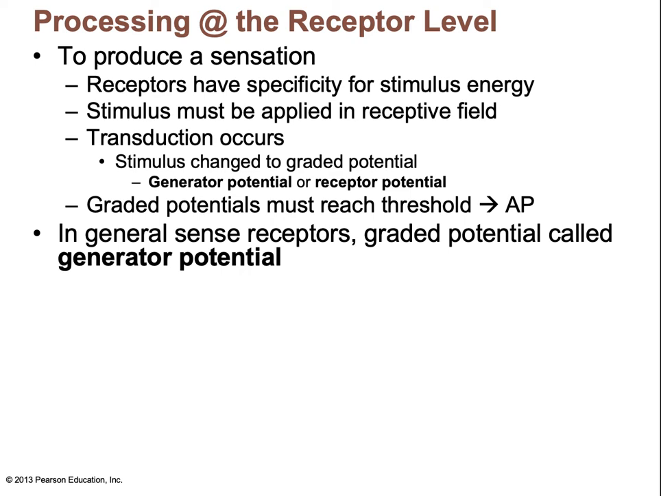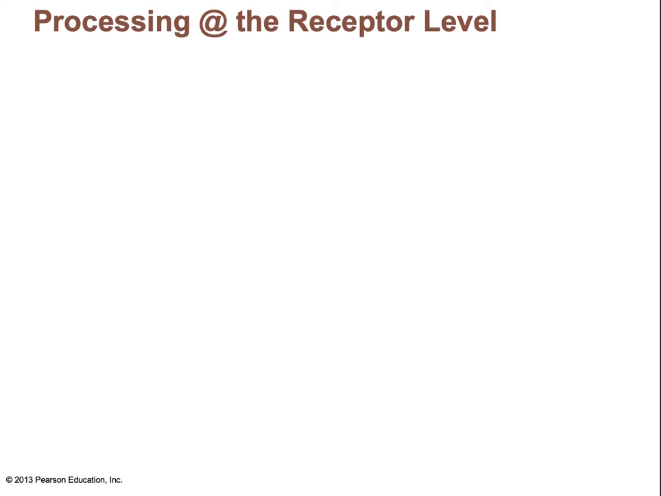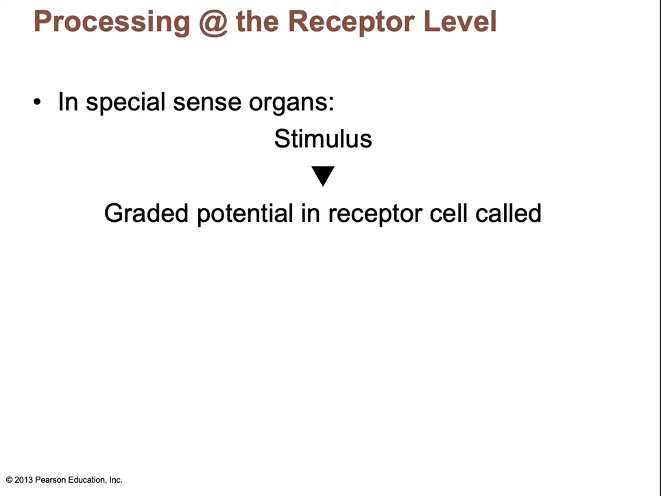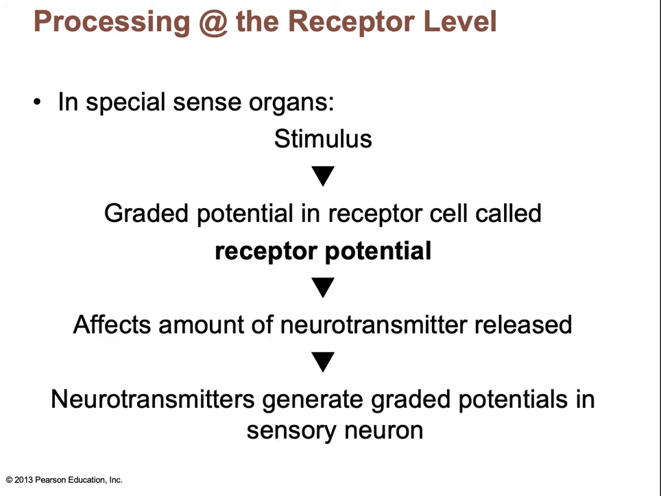In the general sense receptors, the graded potential is called a generator potential, where the stimulus causes a generator potential in the afferent neuron, and that leads to an action potential. Whereas in the special senses, the stimulus produces a graded potential in the receptor called a receptor potential, which is going to determine the amount of neurotransmitter released, which will generate graded potentials on the sensory neuron. Okay, so you've got an extra step in the pathway here.